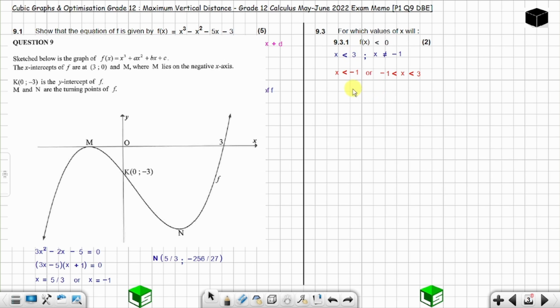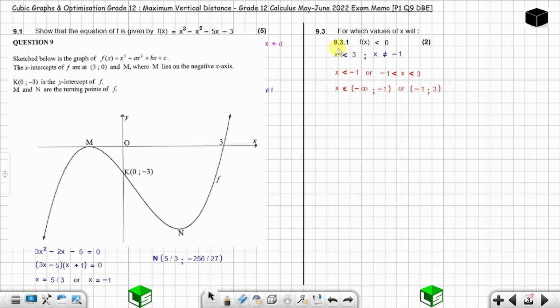You can also give your answer like this. X element of from negative infinity up to negative 1, right? Negative infinity up to negative 1, or from negative 1 to 3. So you have 3 options, this or this or this. Either of them is the correct answer.